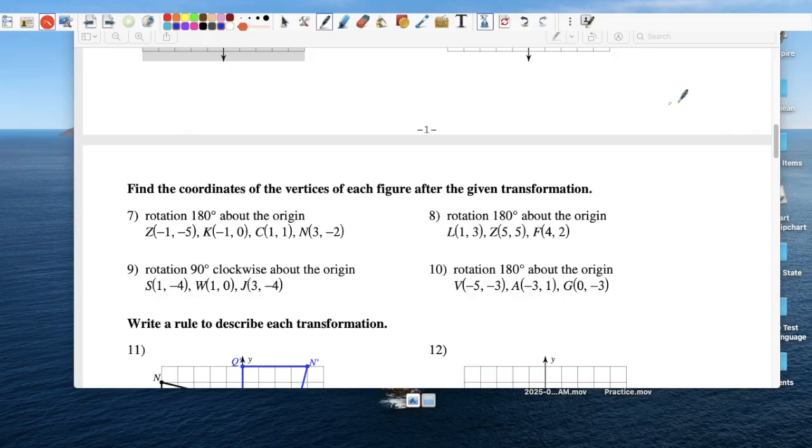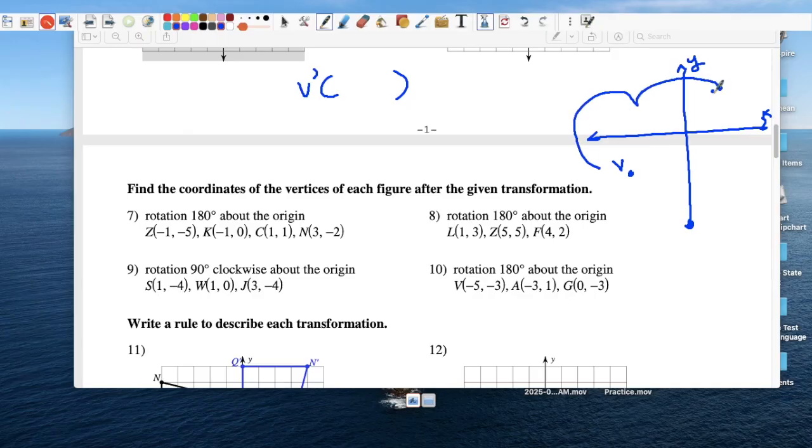Okay. 10. I'll do one more. It's a 180-degree rotation. So where's point V? It's (-5, -3), sorry, this is the y-axis, this is the x-axis. 5 to the left, 3 down, so point V is somewhere right here. So V prime: a 180-degree rotation is going to travel 90 degrees plus another 90. So it's going to land in quadrant 1, and in quadrant 1, everybody's positive.